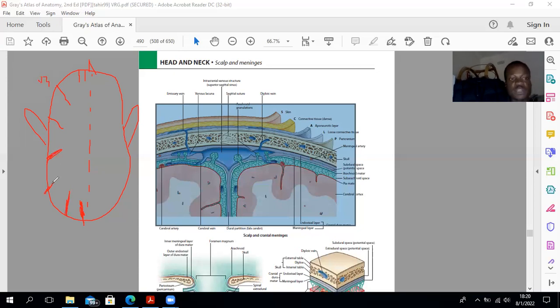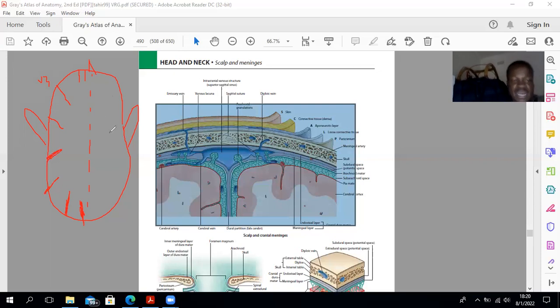The lesser occipital nerve is anterior rami of C2. Remember, the skin on the back will be innervated by posterior rami. The posterior rami for C2 will give you this greater occipital nerve. Then the 3rd occipital nerve will actually be posterior rami for C3.